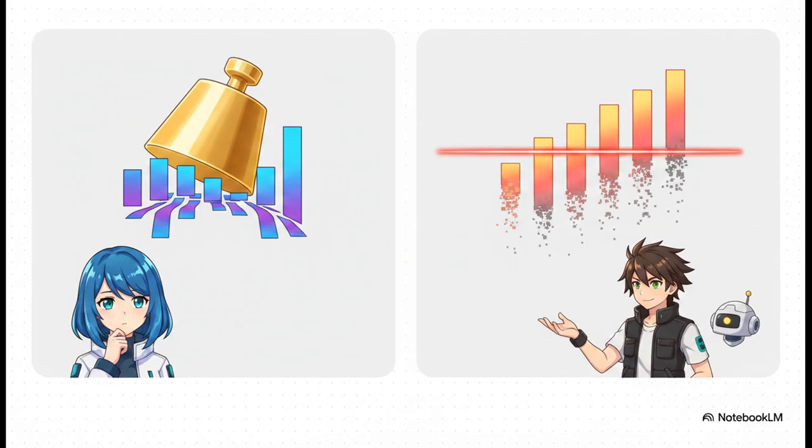To bypass this, the frontier is shifting toward top K SAEs. Instead of an L1 penalty, top K uses a hard sparsity constraint. It literally just grabs the top K highest activations and aggressively zeroes out everything else. This completely avoids the shrinkage problem and makes the whole operation way more computationally efficient.